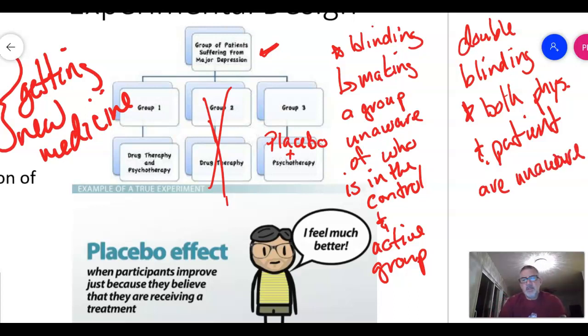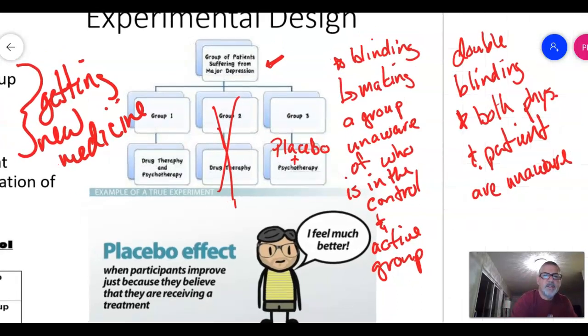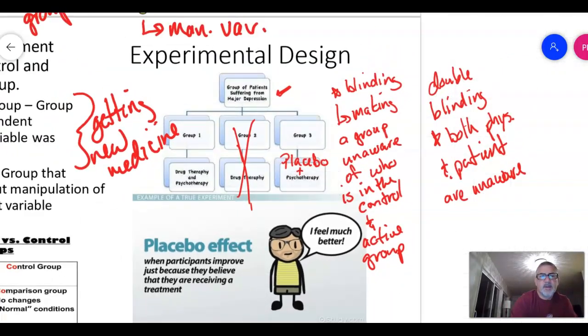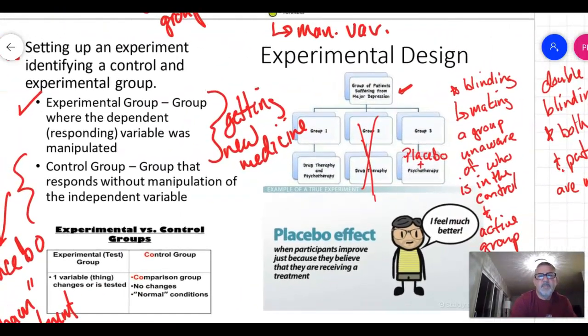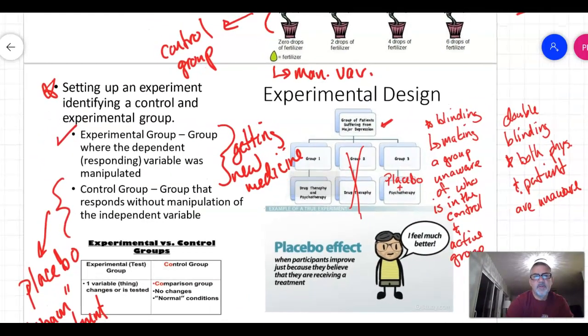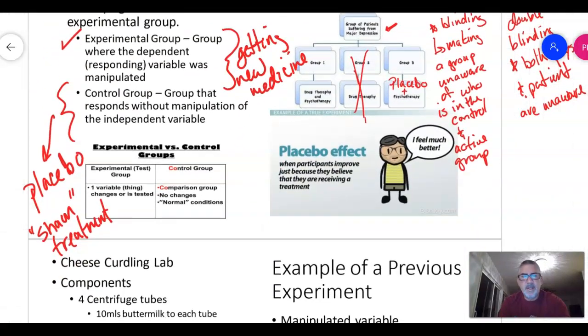So in double blinding, most studies are called double blind studies. Both the physician treating the patient and the patient are unaware whether they're in the control group or the active trial group. We do most of them this way, and that removes biases, so that the people doing the study won't look at the two groups differently. So we'll evaluate the results without bias.